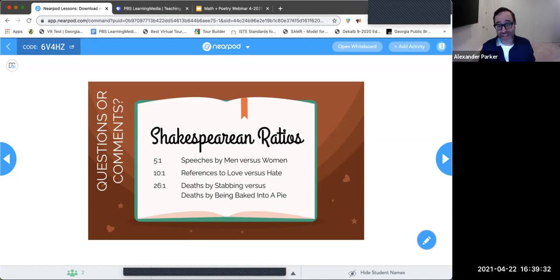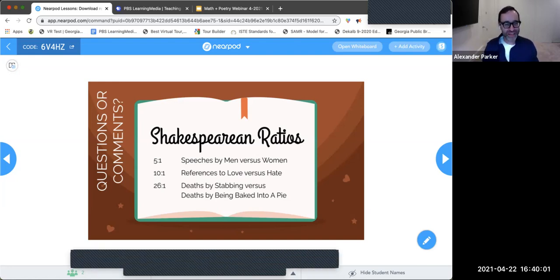References to love versus hate, I think this is somewhat hopeful, that even though he does talk quite a lot about hate, he certainly talks a lot more about love, 10 to 1 in the ratio. And finally, one of the most peculiar ratios: people like to talk about how many people get killed and how they get killed in various Shakespeare plays. Well, 26 to 1 is the ratio of people who die by stabbing to those who are killed by being baked into a pie. That's from Titus Andronicus. So that is a pretty obscure little ratio, but we think it's sort of memorable.